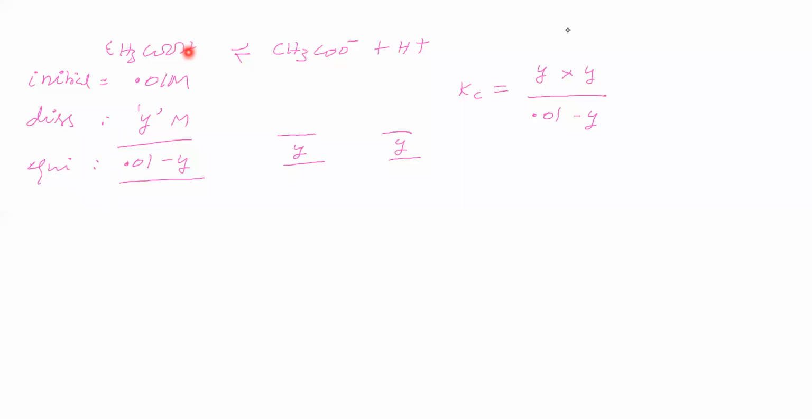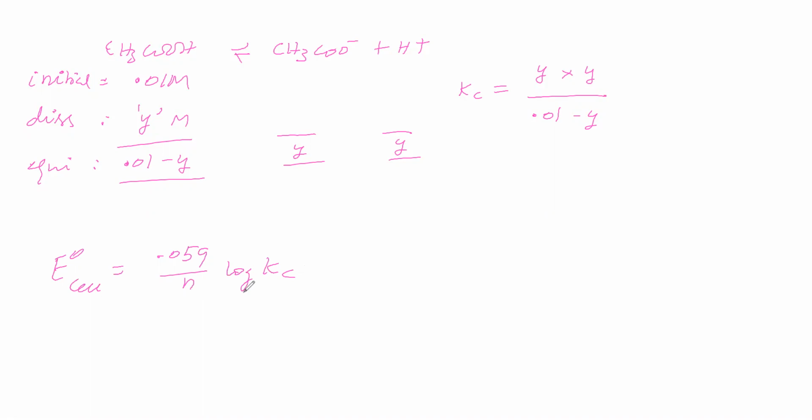We will check. In electrochemistry, we have got a relation between E naught cell and equilibrium constant. So the relation is E naught cell is equal to 0.059 by n log Kc. It is the relation between E naught cell and equilibrium constant.